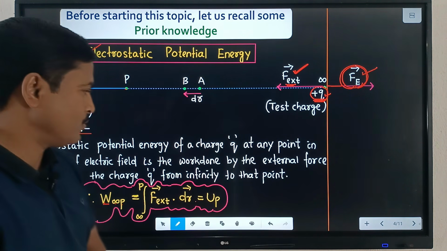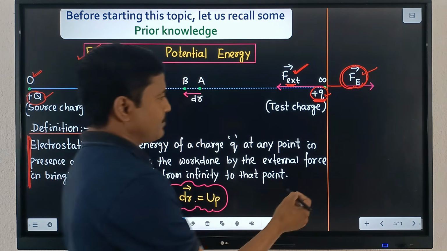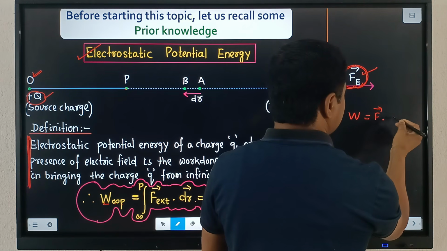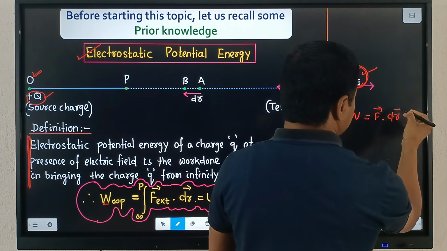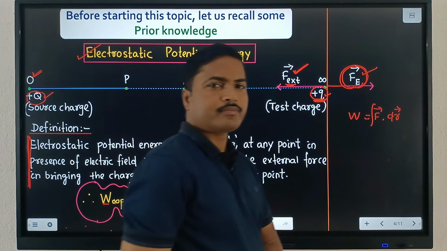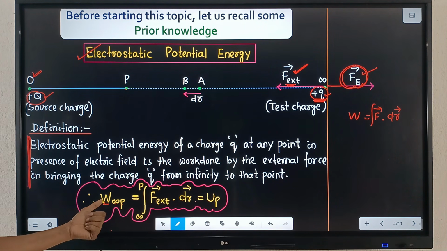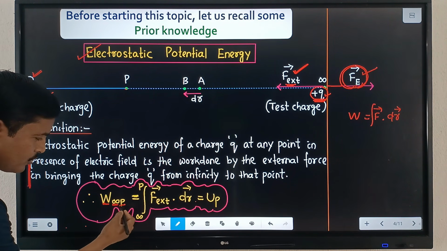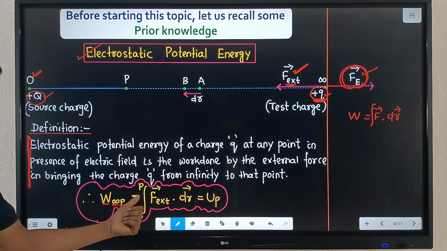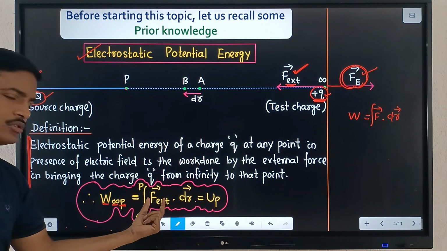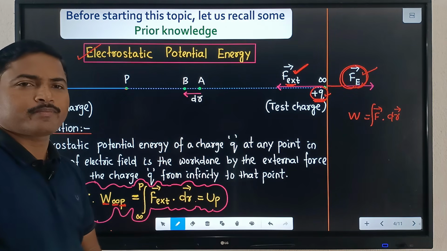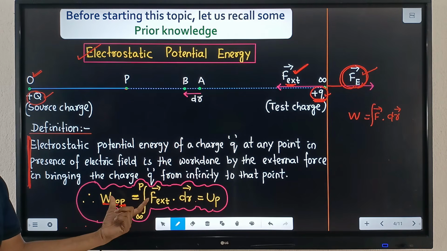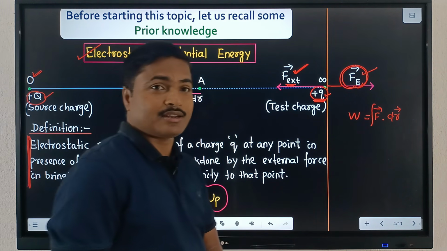And you also know what work done is. You know the mathematical expression of work done: work done W is equal to force multiplied by displacement. Here also it is the same thing. The work done when the test charge moves from infinity up to point P is equal to the integration of this, because this is the external force and this is the displacement. This is the mathematical expression of the work done, and this work done is known as the electrostatic potential energy.